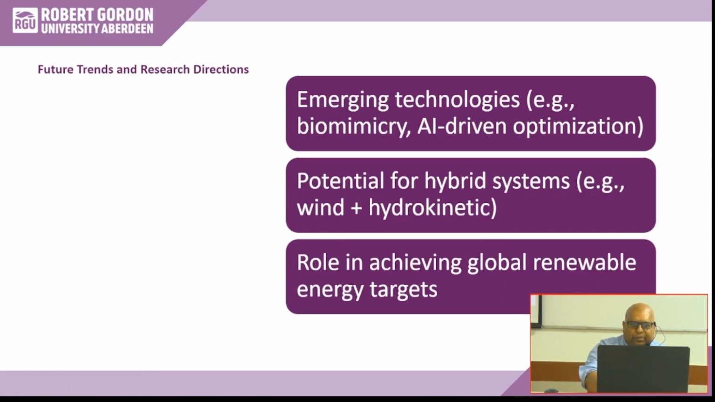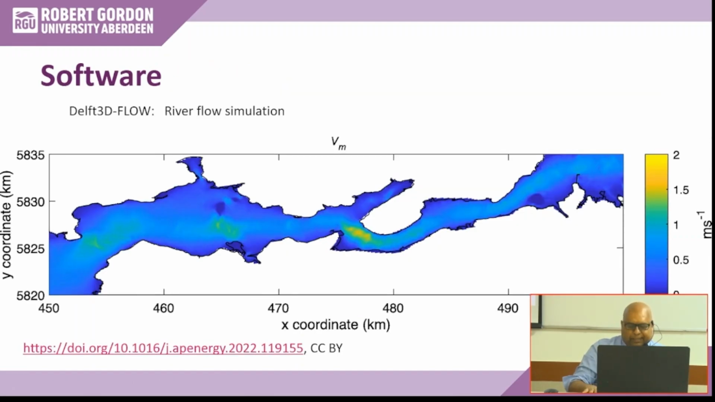So now I'm going to talk a little bit about some of the software that is available and can be used for generating different types of simulation. The first software I'm going to talk about is Delft 3D Flow. This is a river flow simulation, and it is available for free, so you can download it. What it does is simulate the whole river system.